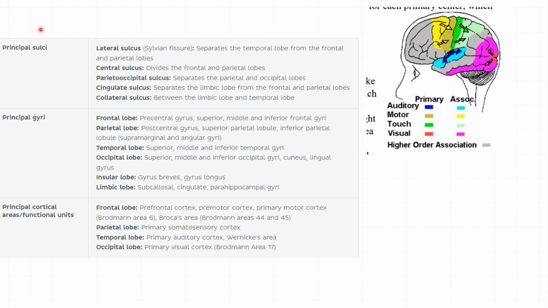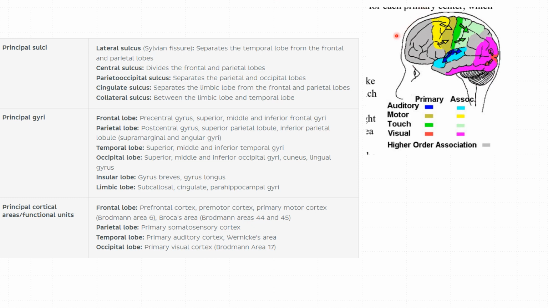On the table here, you can appreciate the list of sulci and gyri which are present in the cortex, and also the functional unit of the cortex itself, which is divided into specific lobes: the frontal lobe, parietal lobe, temporal lobe, and occipital lobe. On the diagram to the right over here, this basically demonstrates the flow of information and how the cortex is divided functionally into primary, secondary, and tertiary areas. So the primary cortical area includes the primary motor area, which is anterior to the central sulcus, and the primary sensory area, which is posterior to the central sulcus.